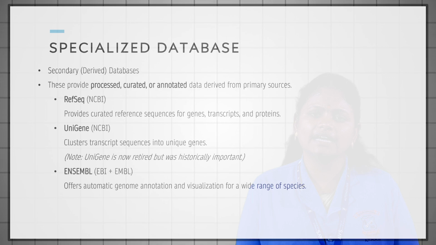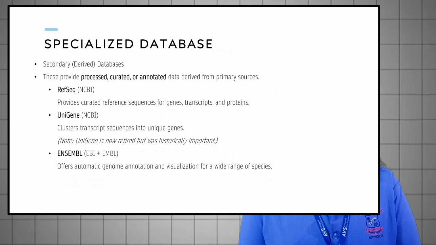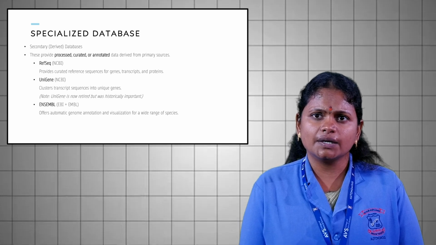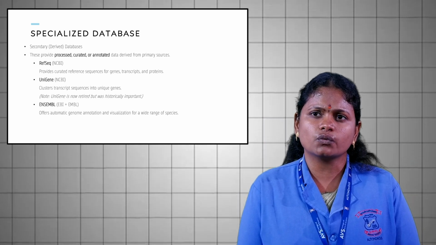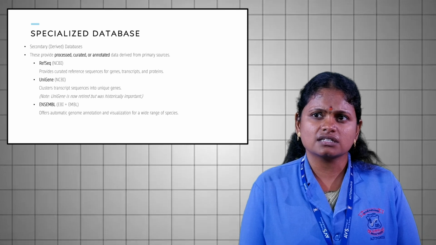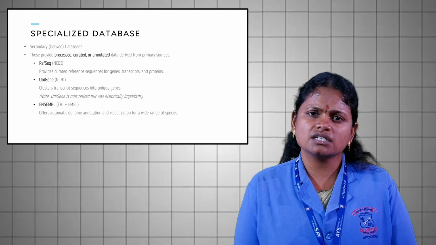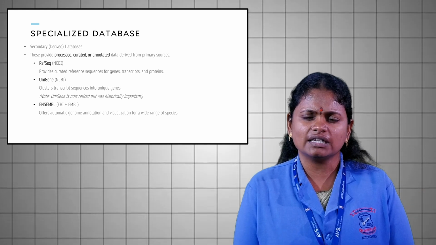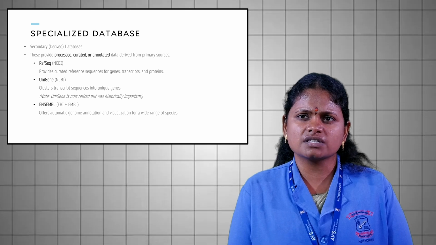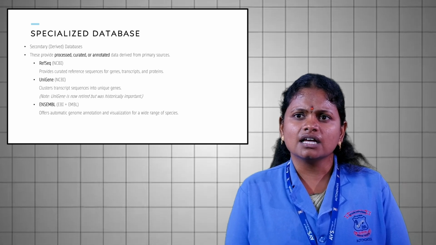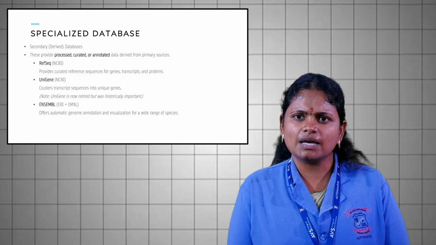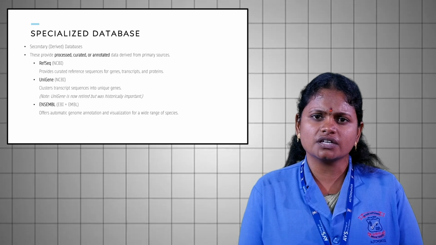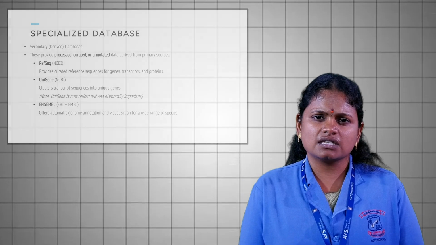Next, secondary databases. Derived databases provide processed and annotated data, and the primary source is the reference sequence for transcripts, genes and proteins. UniGene is the best tool for this, using NCBI. There is one transcript sequence, a unique sequence, and UniGene uses EMBL and DDBJ. Then genome annotation and visualization across a range of species.